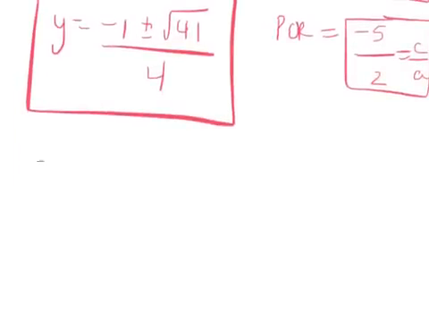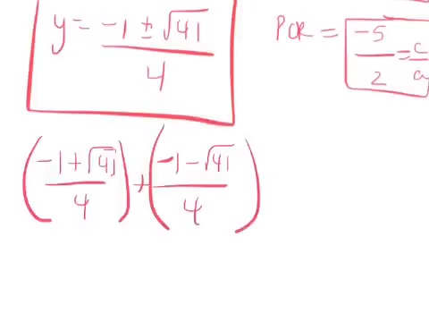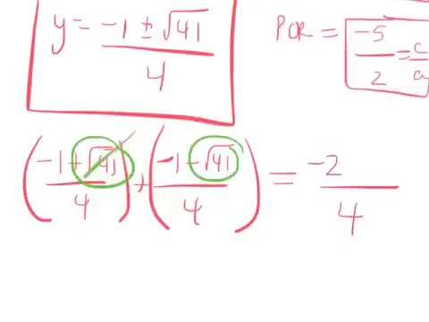So for the sum of the roots, we have negative 1 plus root 41 over 4 plus negative 1 minus root 41 over 4. Notice I didn't even take the value of root 41. You'll see why. When I add these together, I have a common denominator of 4, so that stays. The numerator, negative 1 and negative 1 adds up to give you negative 2. But notice this cancels. This is positive root 41, this is negative root 41. So negative 2 over 4 is really just negative 1/2.